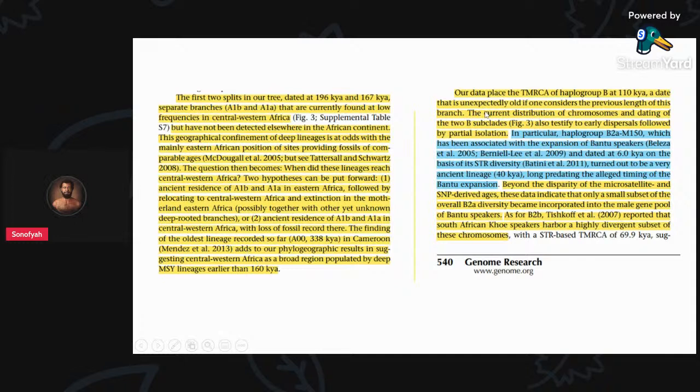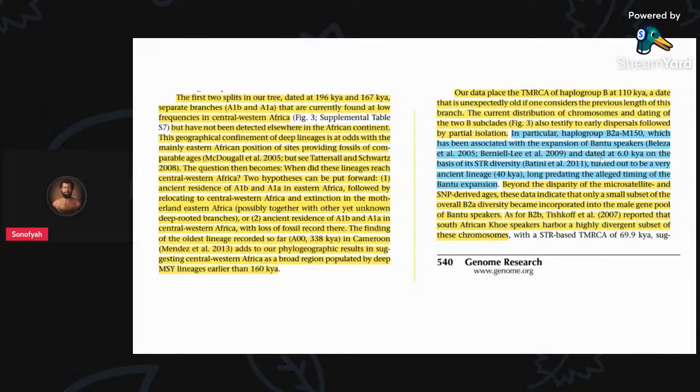It says the current distribution of chromosomes and dating of the two B subclades also testify to early dispersals followed by partial isolation. In particular, haplogroup B2A, M150, which has been associated with the expansion of Bantu speakers and dated at 6,000 years ago on the basis of its STR diversity, turned out to be a very ancient lineage, long predating the alleged timing of the Bantu expansion. So you see right here that you have a quote-unquote native African lineage being associated with the Bantu expansion.